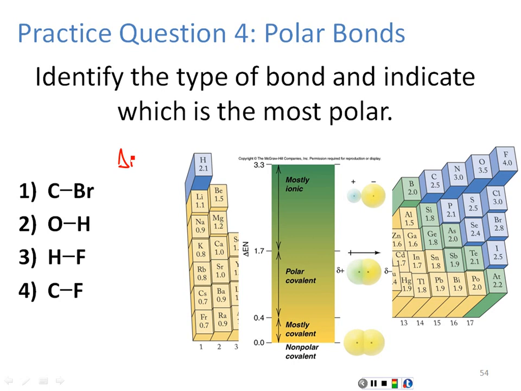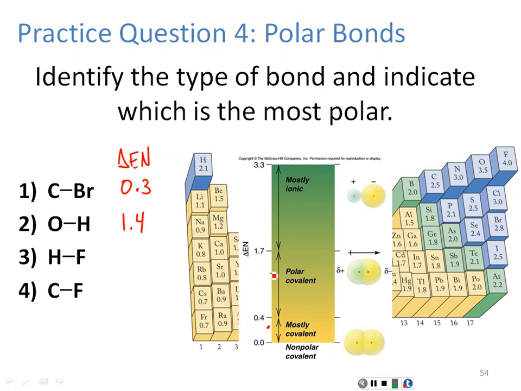So I'm going to give the delta EN values. Carbon is 2.5, bromine is 2.8, so the change of electronegativity between the two would be 0.3. And what would that be? That would be in this region, mostly covalent. Oxygen and hydrogen, 3.5 minus 2.1 gives a delta EN of 1.4, and that lies in the polar covalent region.